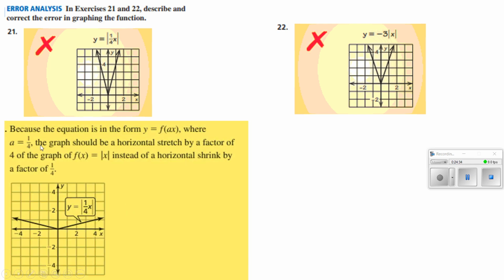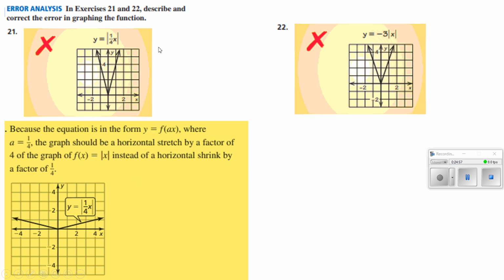So over here, because the equation is in the form of f of a of x, that means x is going to be affected by a factor of 1/4. So x will be 1/4, okay? That's a rise of 1, run of 4. Just like I said, it would not be 4/1. That would have put the number 4 there.